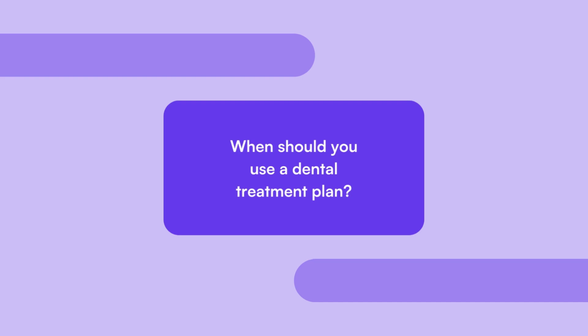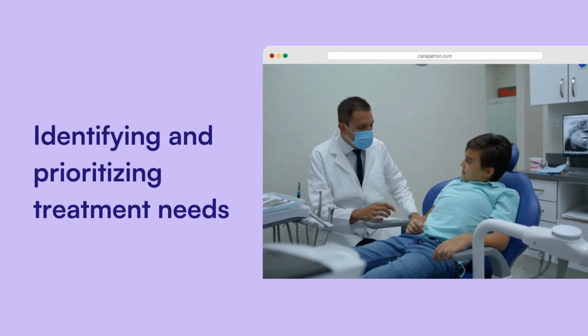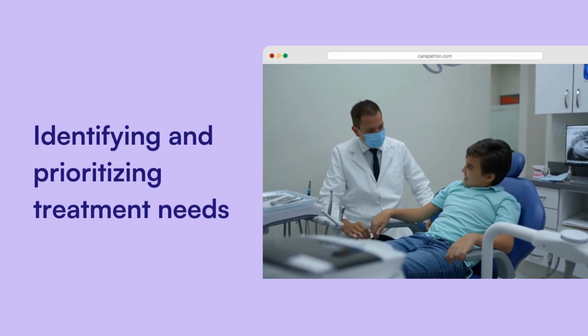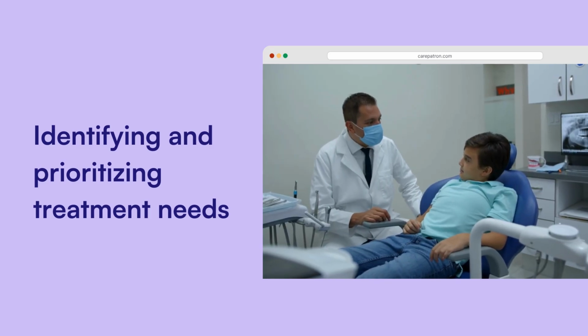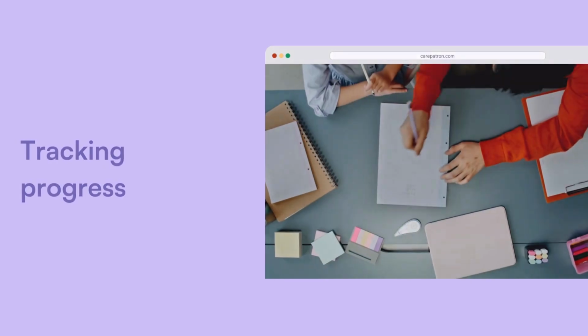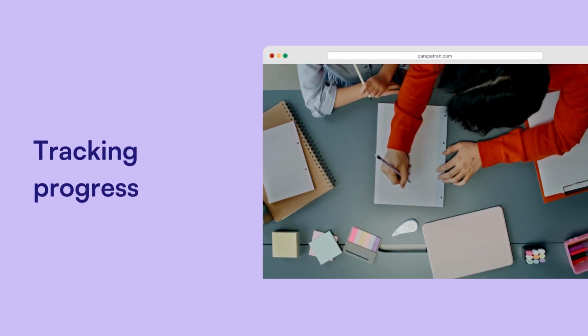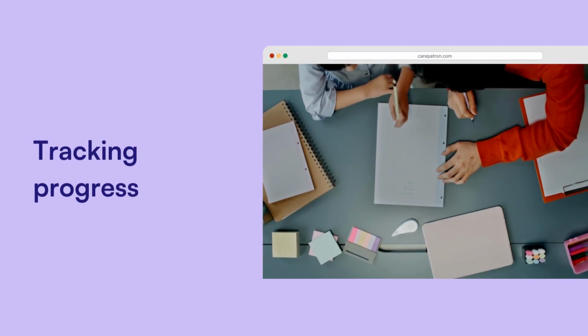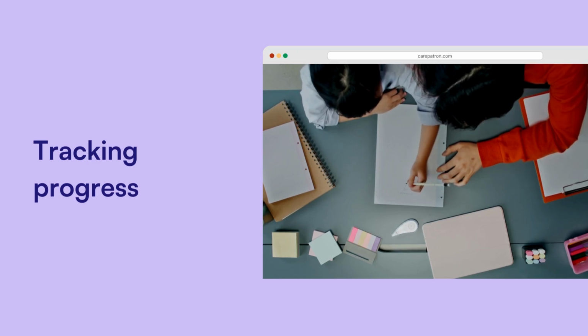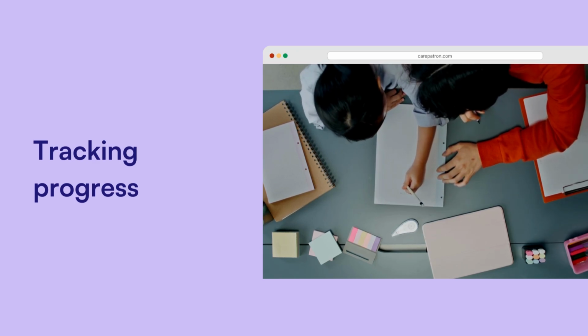Here are some key scenarios where this plan is indispensable. Identifying and prioritizing treatment needs. It helps dental professionals systematically evaluate and address each dental issue based on urgency and importance. Tracking progress. A well-structured treatment plan allows for ongoing tracking of dental treatments. This ensures continuous care, with the plan serving as a record of all procedures performed and their outcomes.